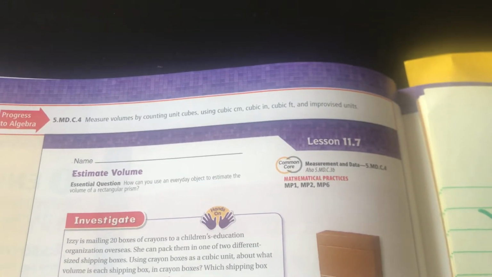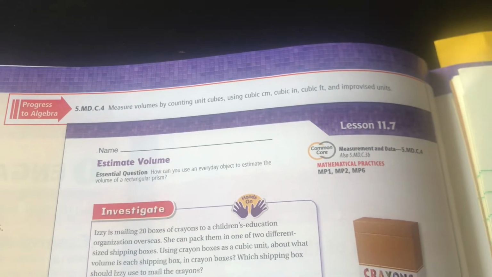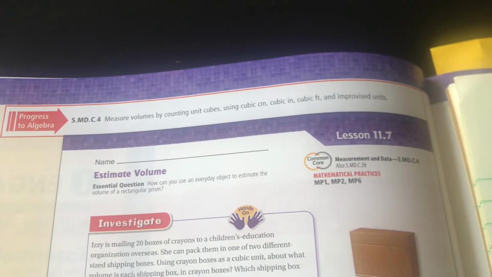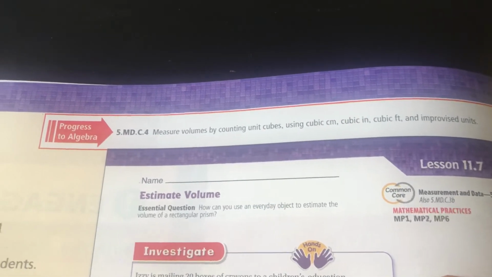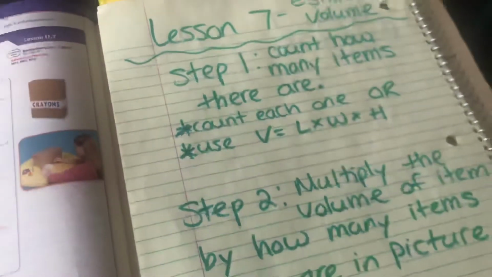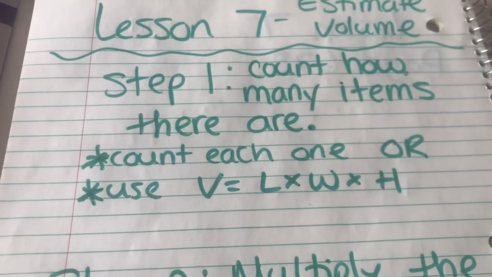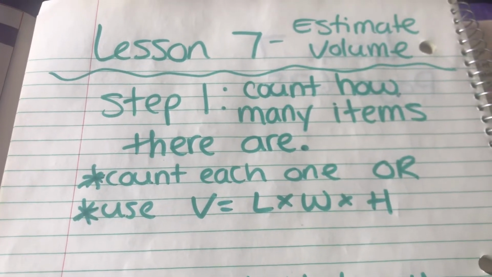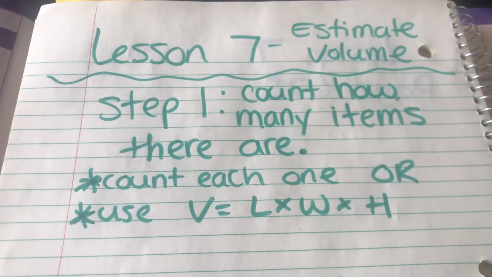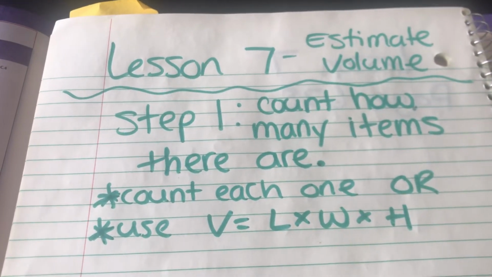Today we'll be doing lesson 11.7, estimate volume, and it starts on page 675 in your Go Math book. So today basically our lesson consists of two different steps. We're going to first, step one, count how many items there are in the picture. And then you can do this two different ways. You can literally sit there and count each of the items out by doing like 1, 2, 3, 4, 5.